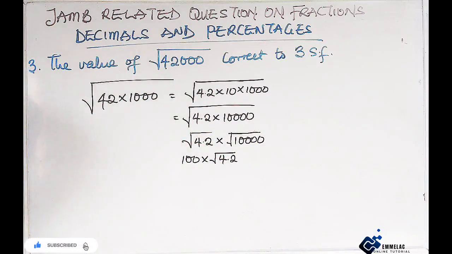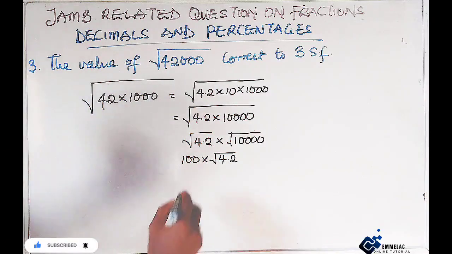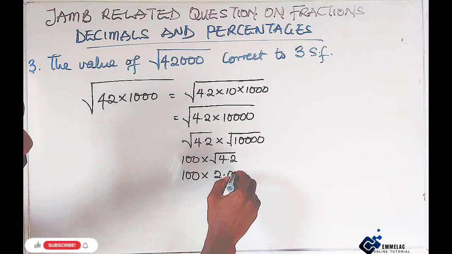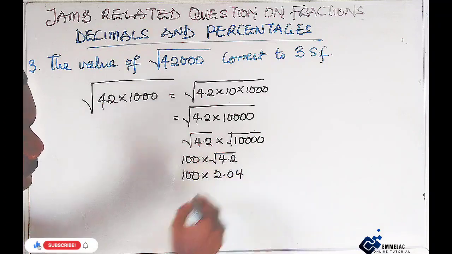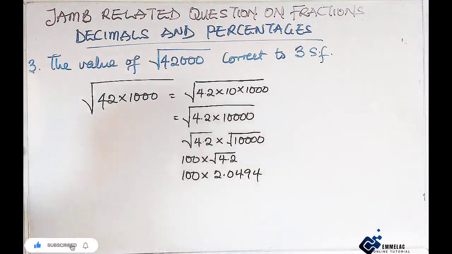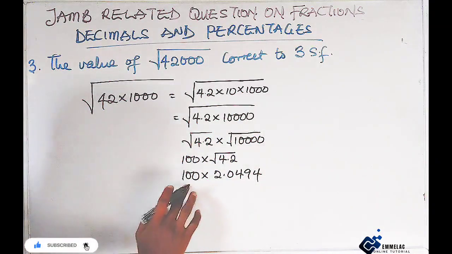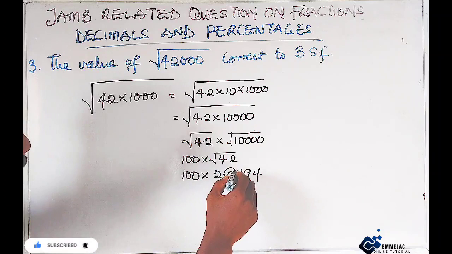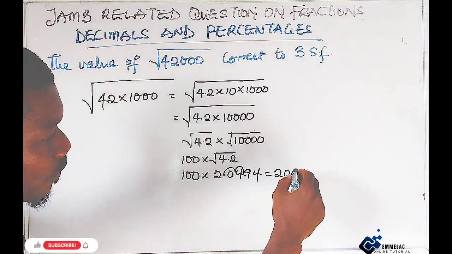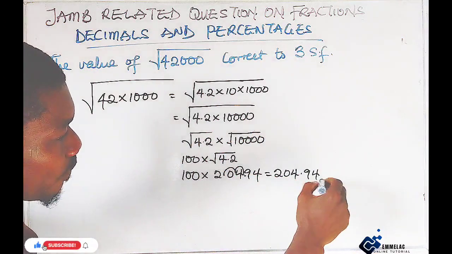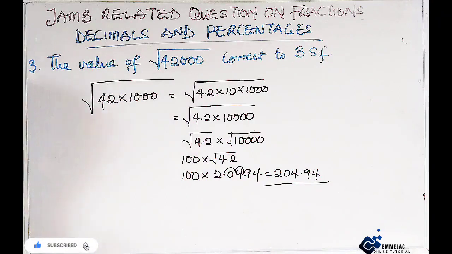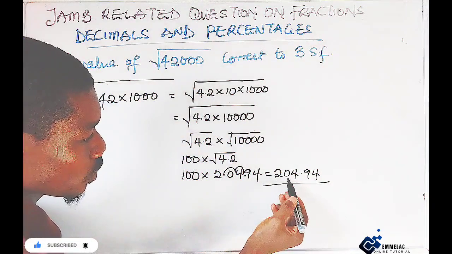100. So you end up having 100 times the square root of 4.2. Okay, and to get the square root of 4.2 here, we have that this is 100 now times 2.04 94. All right, now multiplying by 100, this is 1 and 2, so here you have 204.94. And take note that you are told to correct to 3 significant figures, which implies 1, 2 and 3.